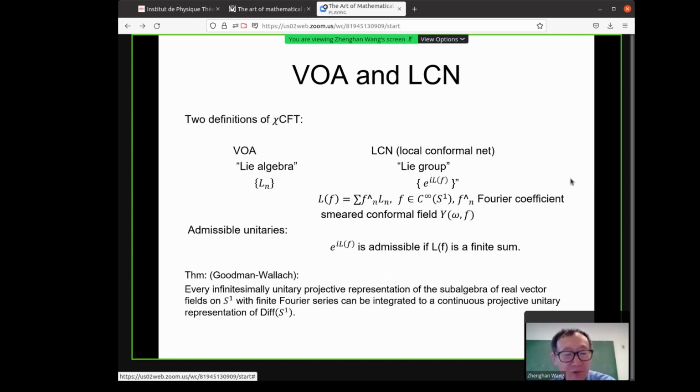It's a deep theorem of Goodman and Wallach that representations of those subalgebras of the Virasoro algebra can be integrated to continuous representations of the diffeomorphism group of S1. For those who think about it, we all know how hard it is for a non-compact group to integrate to the Lie group. So the very good connection between representations of the Lie algebra and the Lie group is lost when you go to non-compact or infinite dimensional. But for this special smeared conformal field, you do have a very good connection.